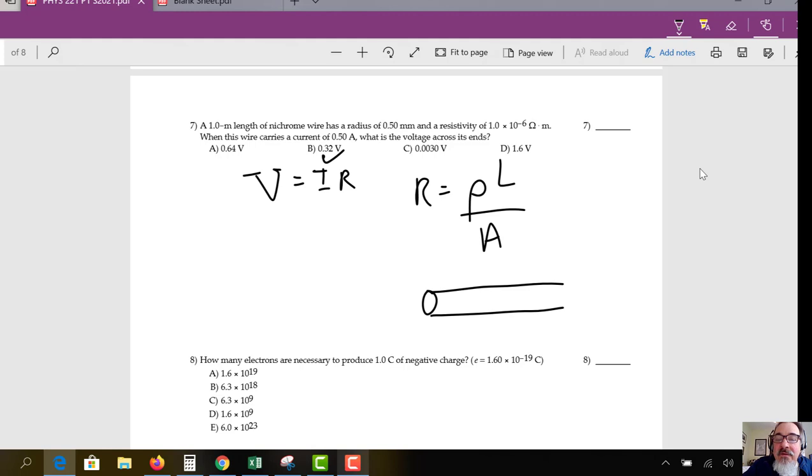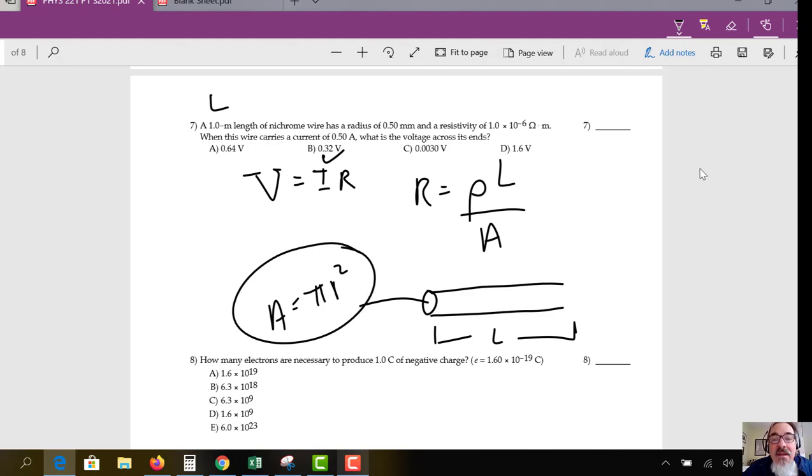So if this is the wire, this is the length. They actually give you the length, it's 1 meter. They give you the radius, so we could use the radius to get the cross-sectional area. So the cross-sectional area of this wire is pi r squared. Okay, so you'll have to do a little bit of work to get the area. You can do that, but we have everything. Just be careful of the units. They give it to you in millimeters. So the radius is 0.5 millimeters. So 0.5 times 10 to the minus 3rd meters.